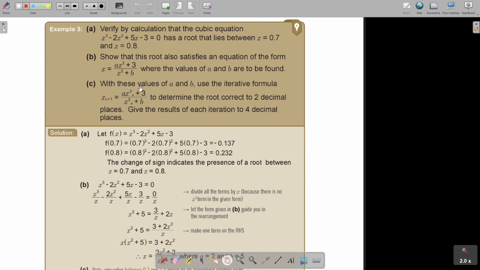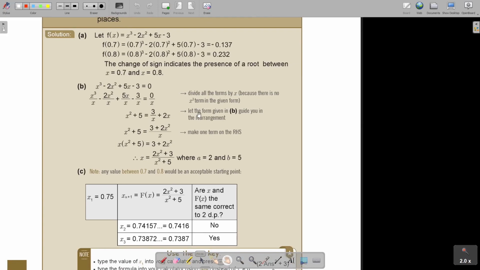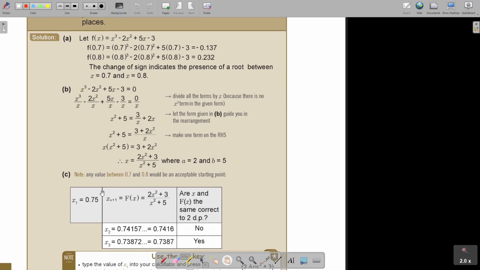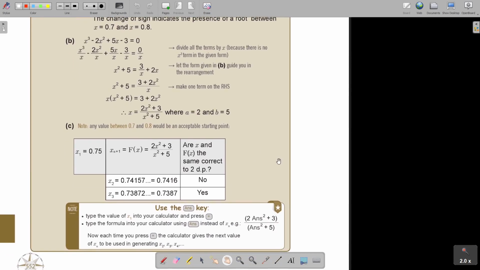And now with these values of a and b, use the iterative formula to determine the root correct to 2 decimal places. Give the result of each iteration to 4 decimal places. Now, if they don't tell you where to start, you can start with any value between 0.7 and 0.8 because you know the root is there. But I start in the middle. Sometimes they will tell you, like in the question paper, where to start.